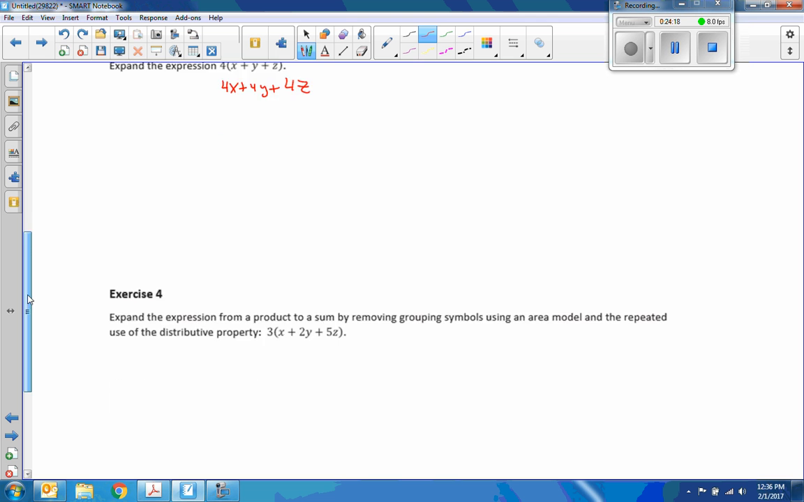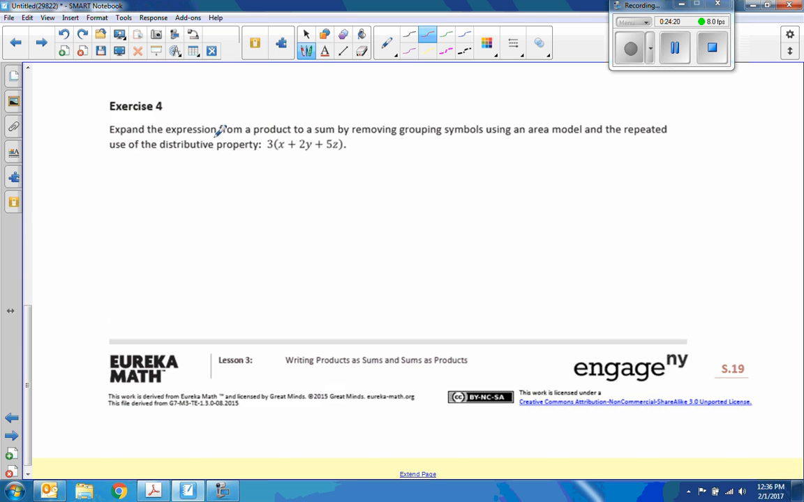Okay. Exercise 4. Expand the expression from a product to a sum by removing grouping symbols using an area model and the repeated use of the distributive property. Okay, so there's a couple things we have to do in this one. We want to do an area model and repeated use of the distributive property.